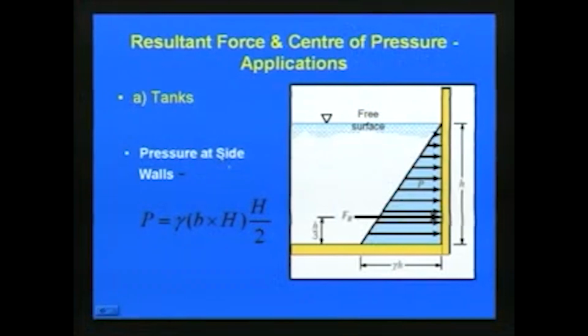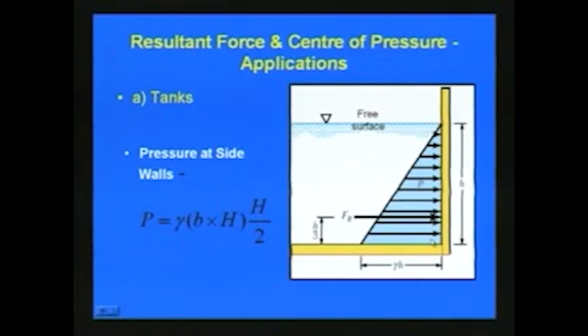Here in this slide you can see a water tank. If you want to find out the pressure at the side wall, we have already discussed it earlier. So, P is equal to gamma into B into H by 2. This is the area of this triangle here, which gives the pressure at the side wall. Gamma H is the pressure at the bottom and H is the water column height. This is the resultant force P, and it acts at H by 3, that is 1/3 of the height from the bottom.